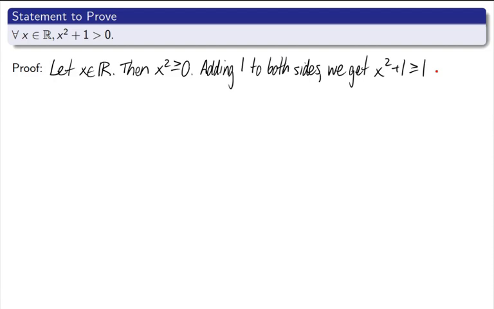Adding 1 to both sides, we get x squared plus 1 is greater than or equal to 1. Now basically some of the order properties of the real numbers are also fair to assume, and we know that 1 is greater than 0, right? Thus, x squared plus 1 is greater than 0. And that is the end of our proof. And again, after every good proof, you want to put some sort of marker that you're finished. And I like this black square.